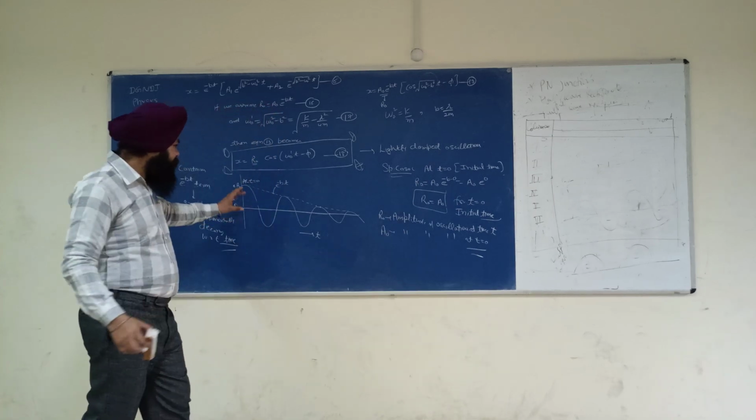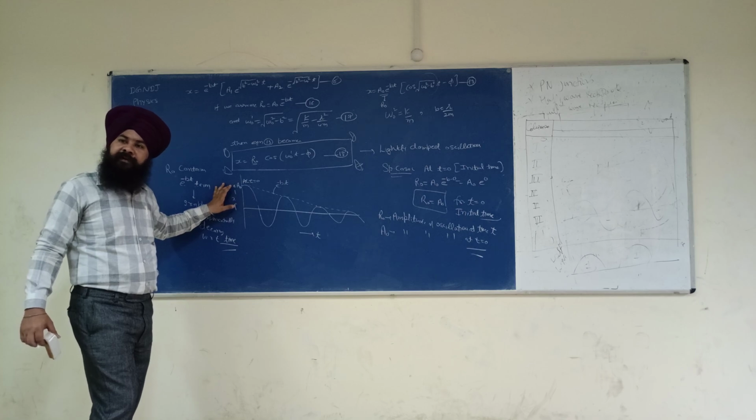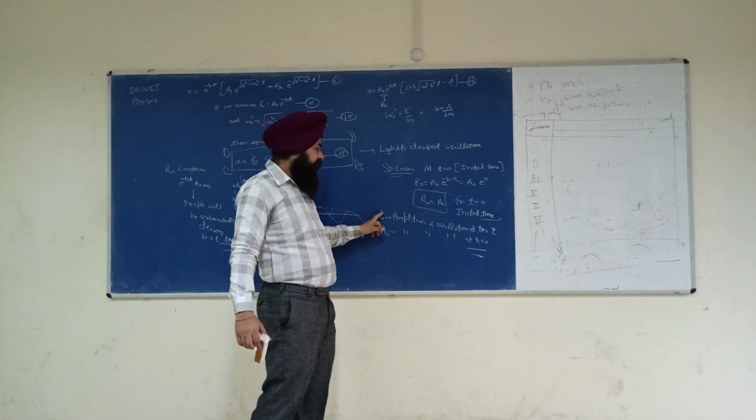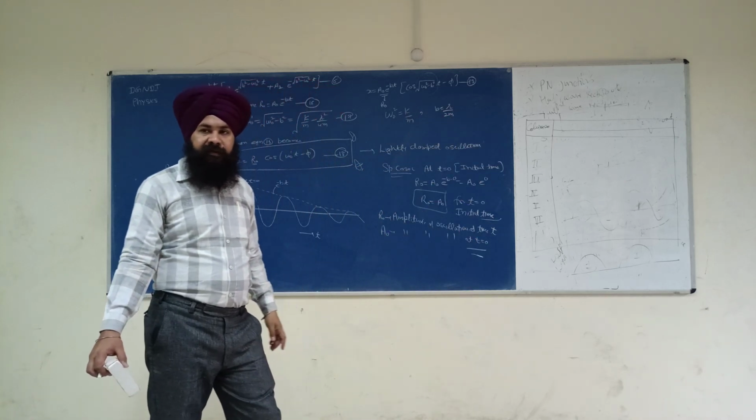Okay, what's the maximum amplitude? A naught, at time t equal to 0. And what is R naught? R naught is the amplitude of oscillation at time t, at any time t.